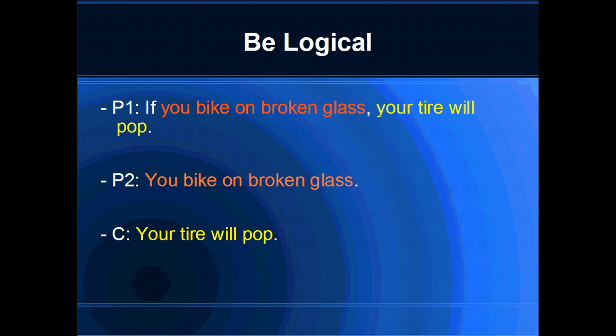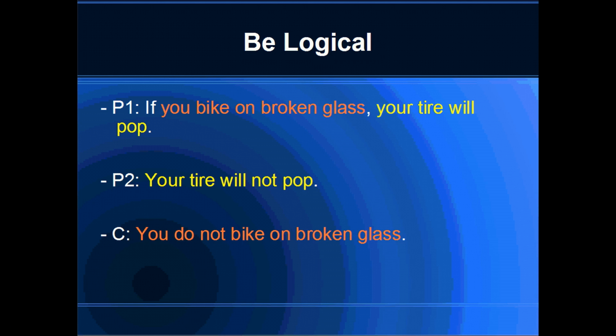Premise 2, you have an affirmation of the cause: you bike on broken glass. So if the effect does necessarily occur every time that cause occurs, then your conclusion will be your tire will pop. So that's the first type.